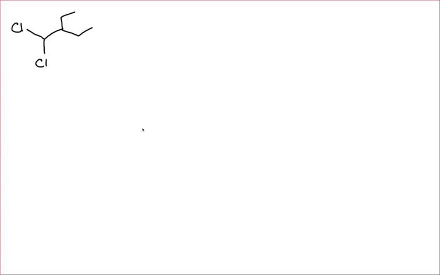Okay, let's say we want to look at a Newman projection for this compound. And really, we can do a Newman projection around any single bond. But for this example, let's do it around this single bond right here. Okay, so that would be basically around carbons 1 and 2.